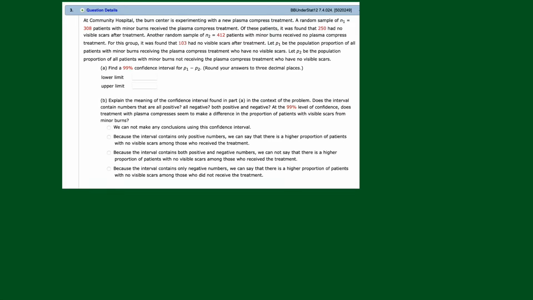7.4, question 3. At a community hospital, the burn center is experimenting with a new plasma compress treatment. A random sample of n1, 308 patients with minor burns received the compress treatment. Of these patients, it was found that 250 had no visible scars. Okay, so let's draw this. This seems to be our first sample, and then we'll have a second sample.